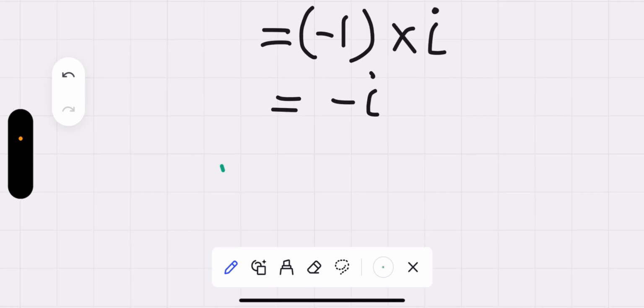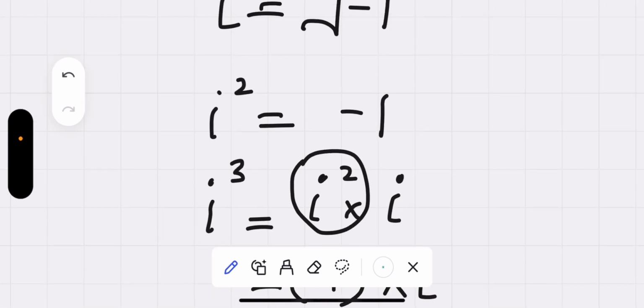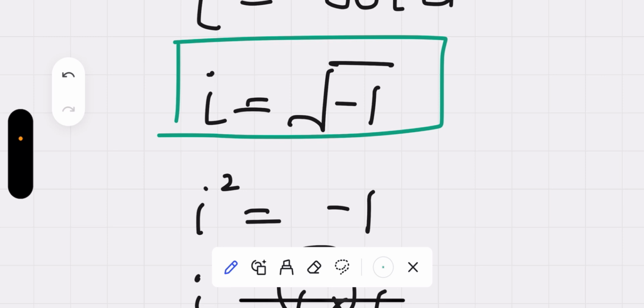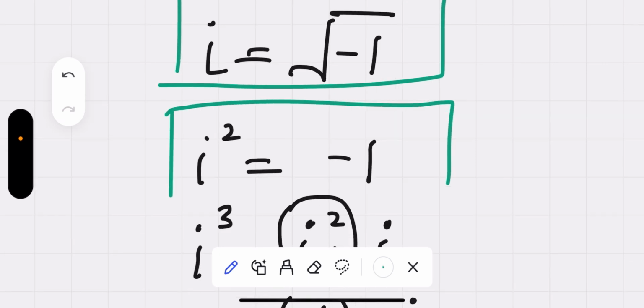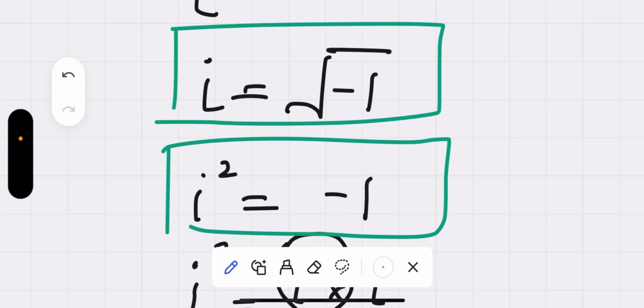Similarly, what if we have iota power 4? We can split into iota square times iota square. Why we need to split into square? Because we only know these basic values: iota's value, which is square root of minus 1, and iota square value, which is minus 1. These two values we know by definition. So whatever value of iota comes, we must write that value in the form of square so that we can write iota square as minus 1.